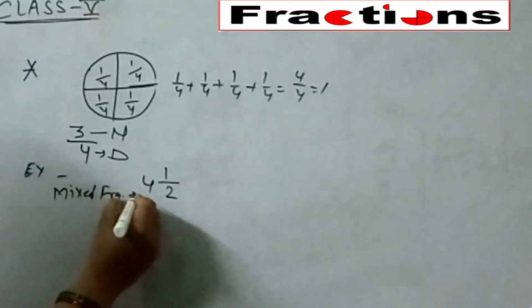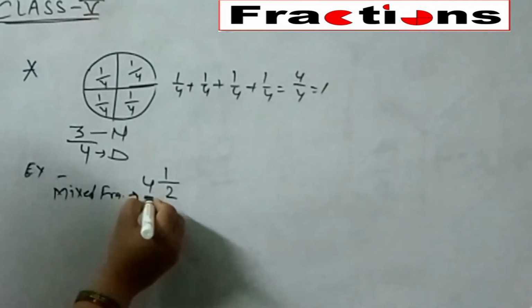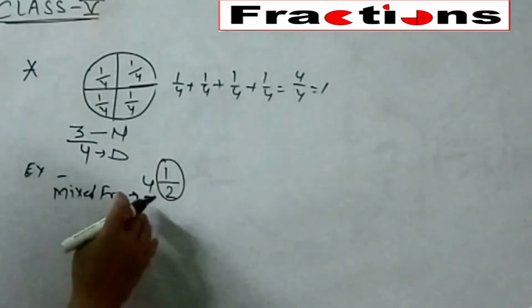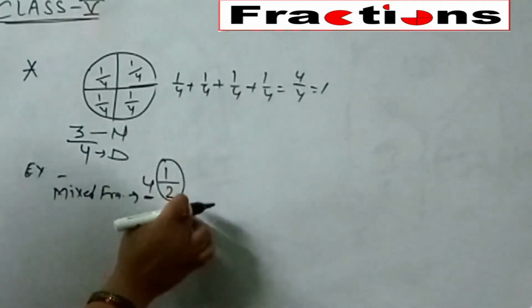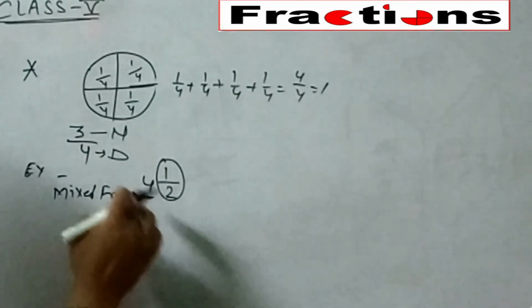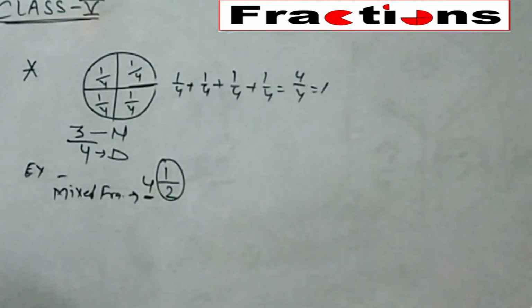Mixed fraction. Okay, 4 1 by 2. That means it consists of two parts. The first part is this 4 and the second part is 1 by 2. The first part is an integer, a whole number, and the second part is the fraction given. When it consists of two parts, one an integer and the other a fraction, that is called a mixed fraction. Now, what is an equivalent fraction? Fractions which represent the same part of a whole are called equivalent fractions.